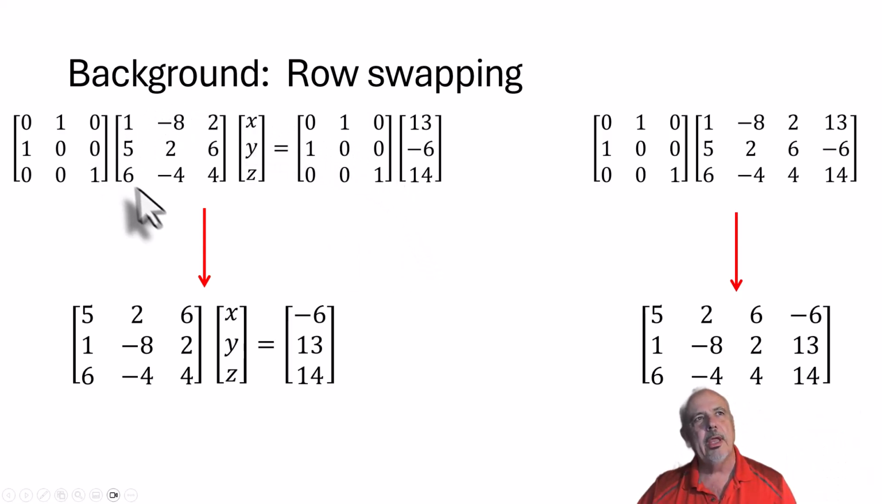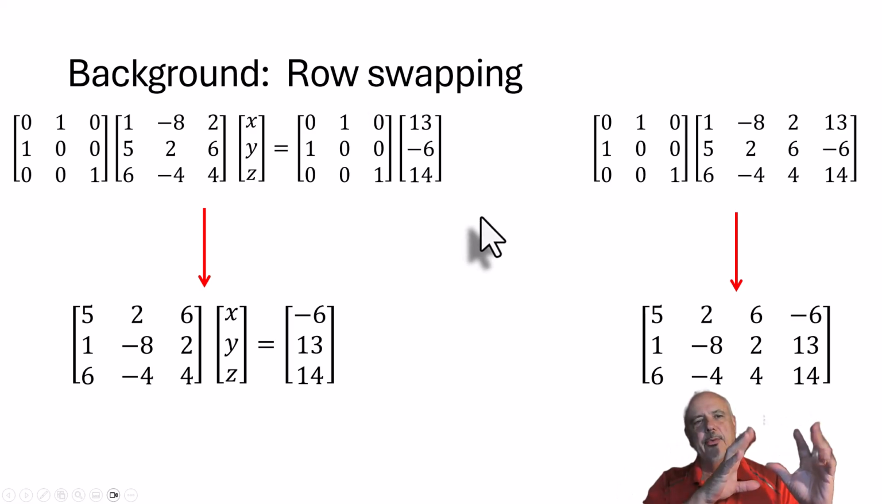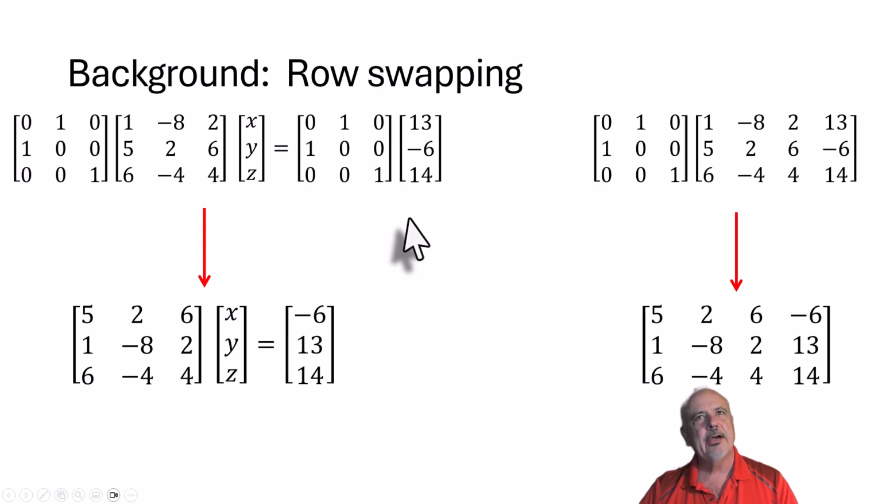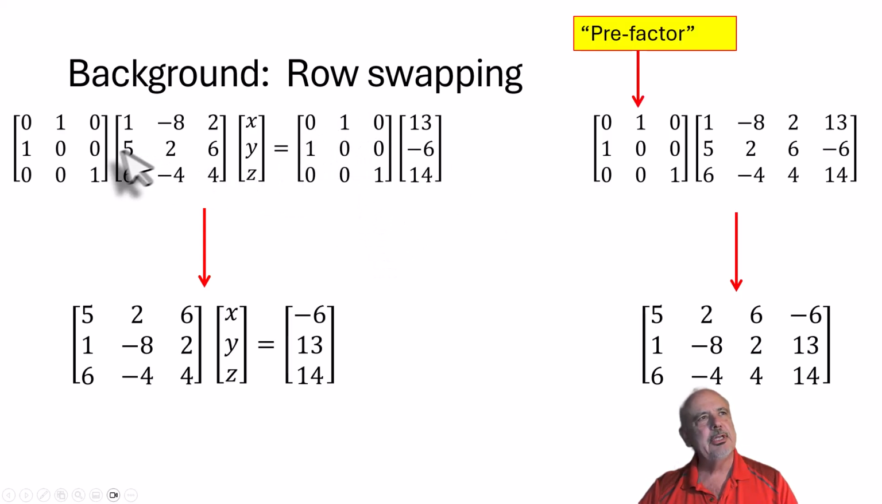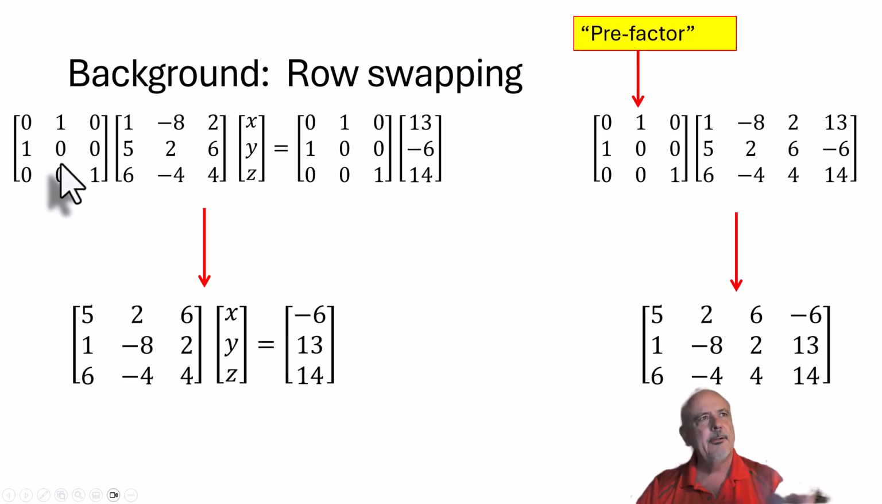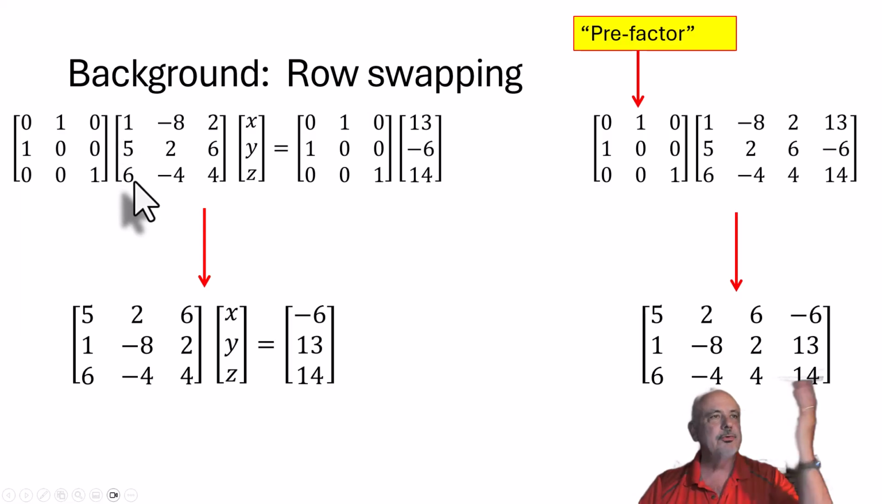We could show it in terms of our 3x3 with the XYZ and then the right-hand side. We could do that, and we could put these prefactor matrices on the left-hand side of both sides. So the left-hand matrices here, what they do is they will swap the first and second rows effectively.